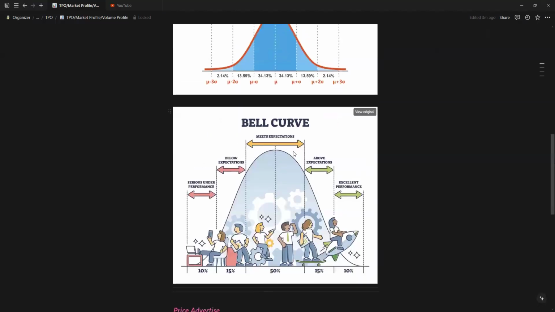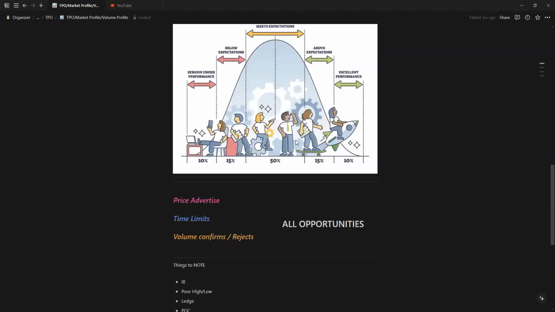Most of the days it's selling in the middle, so that's the fair value. If it gets below, you buy; if it gets above, you sell. That's trading around fair value. Price is just advertising. Price doesn't do anything on its own.